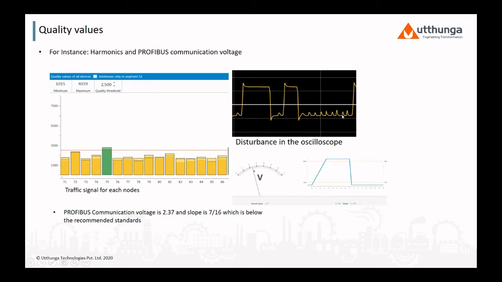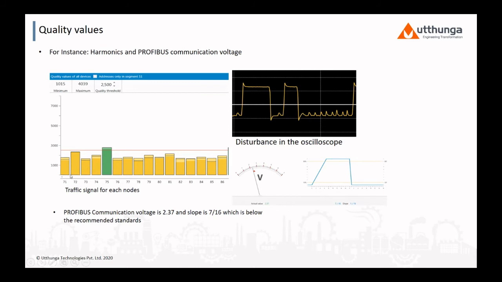There is a neighboring bit, there are continuous reflections. That is one of the problems you can identify through the PBQ1 devices. Or maybe there are too many terminations, or a termination that is not powered. If these types of problems are there, then it will show this type of waveform.